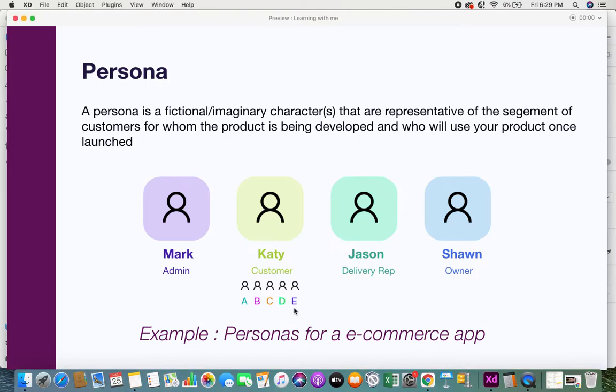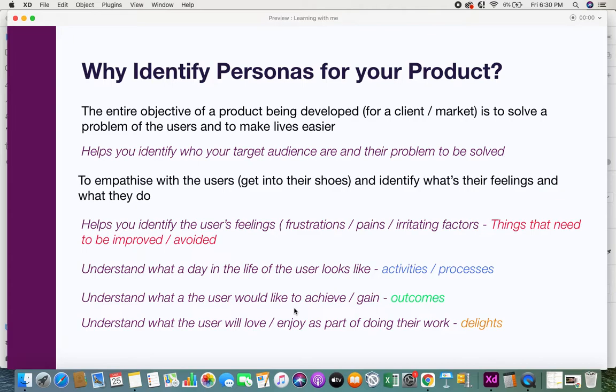Now you might be asking, why should we actually identify these personas? How is it really helpful in our product? It has a lot of uses, and I'm going to show you that. What is the objective of us developing a product? Why do we do it? We do it in order to make customers' or users' lives much easier, and mainly to solve a problem for them.